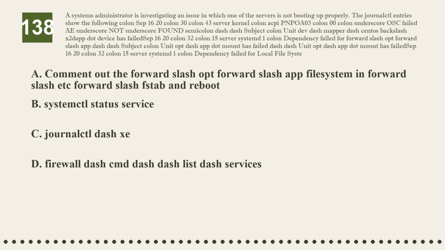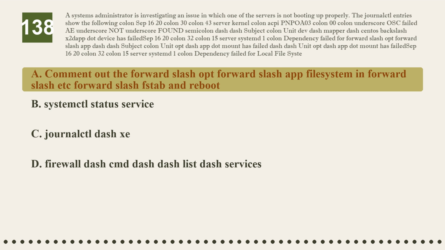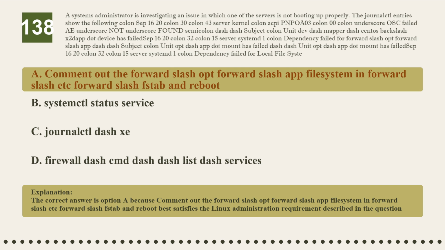Option A, comment out the /opt/app file system in /etc/fstab and reboot. Option B, systemctl status service. Option C, journalctl. Option D, firewall-cmd --list-services. The correct answer is option A, comment out the /opt/app file system in /etc/fstab and reboot. The correct answer is option A because commenting out the /opt/app file system in /etc/fstab and rebooting best satisfies the Linux administration requirement described in the question.